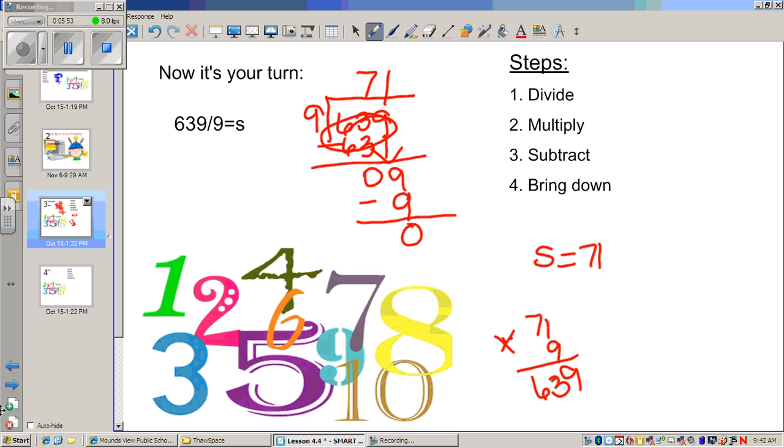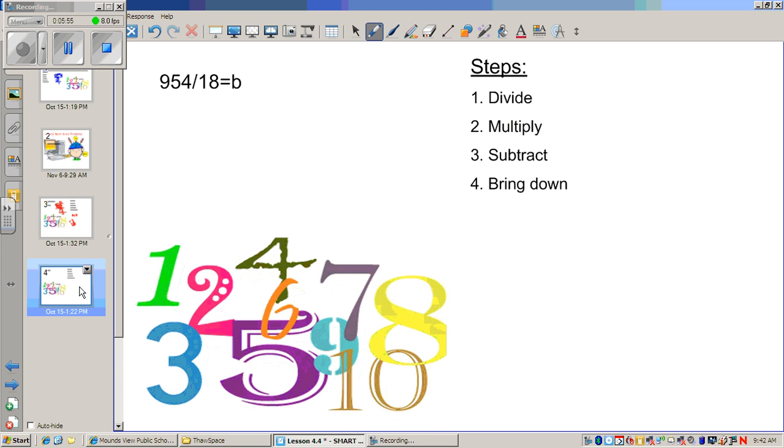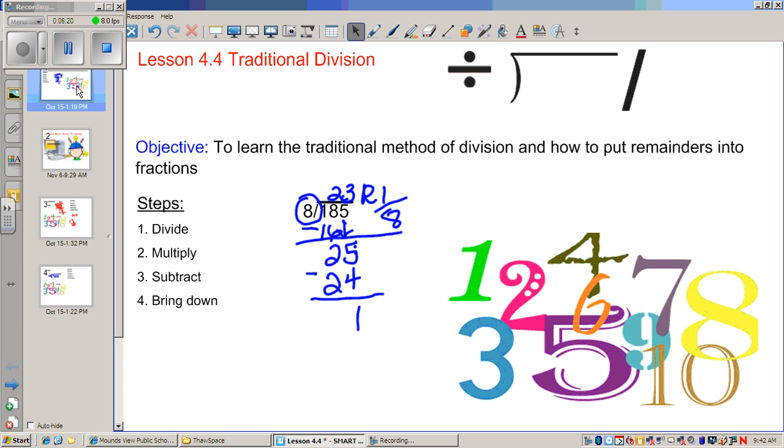Okay, moving on to our next one, and this is the one you're going to need to do now. Your problem that you need to bring in for me is 18 into, remember our little house, 954. Now remember, yes, you can write these as a fraction. You can also write them as a remainder. So you need to decide which you would rather do, or write it both ways for me. That would work too.